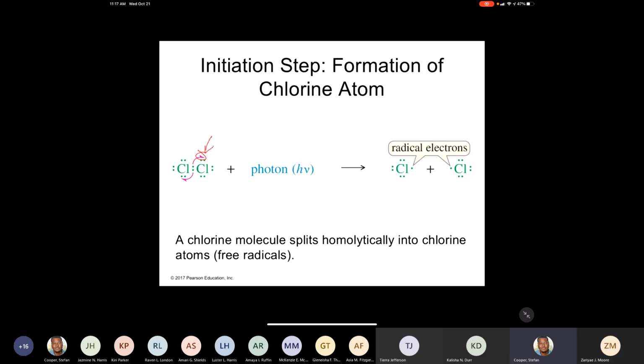A chlorine molecule splits homolytically into chlorine atoms, free radicals. And if you guys in Teams are looking here, you realize this is a half arrow. There's a difference between a 2-headed arrow and a half-headed arrow. The 2-headed arrow describes the movement of 2 electrons. This describes the movement of 1 electron. Keep that in mind. Let's put 2 R's here.